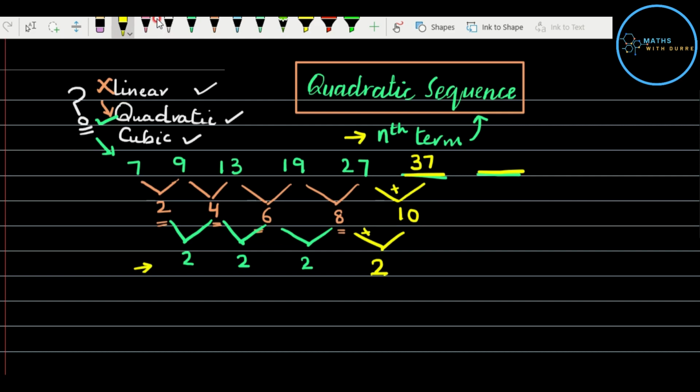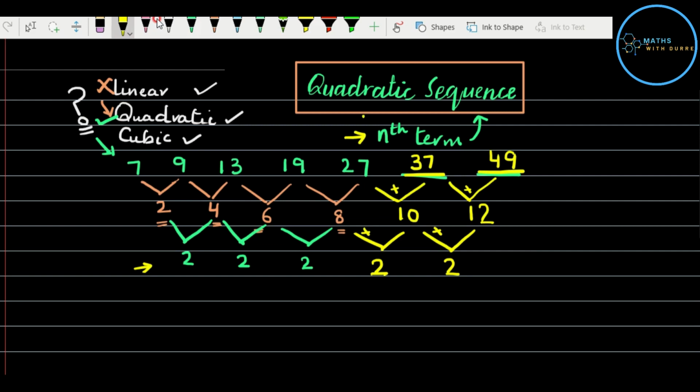Same as I will go for the next one. 2 is the common difference and it is constant, so I will take it as it is. 10 plus 2 is giving me the first difference, that is 12. And by adding 37 and 12, I am getting the last missing term, that is 49. Is it easy? Yes, it's very easy.